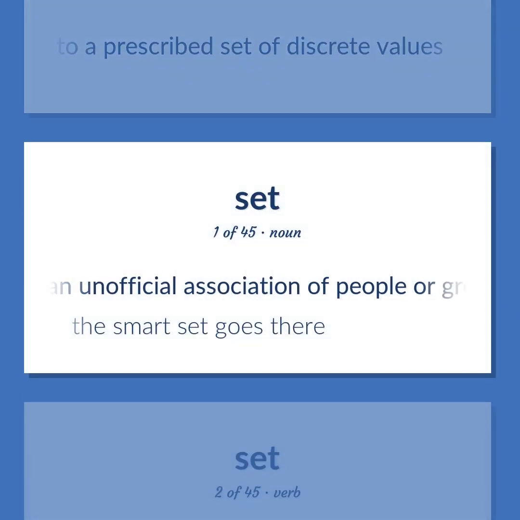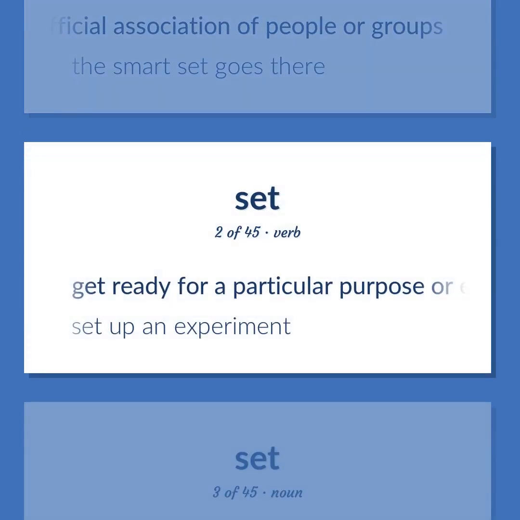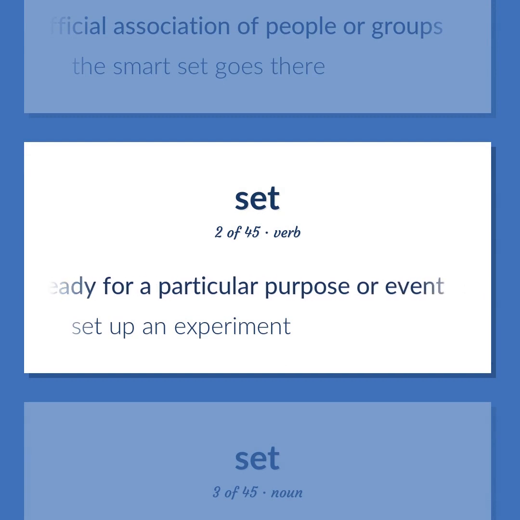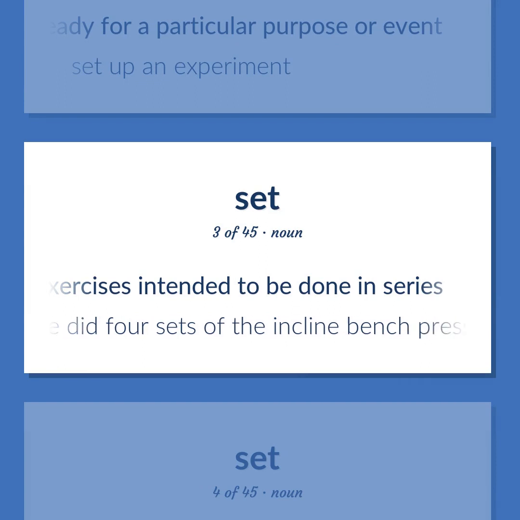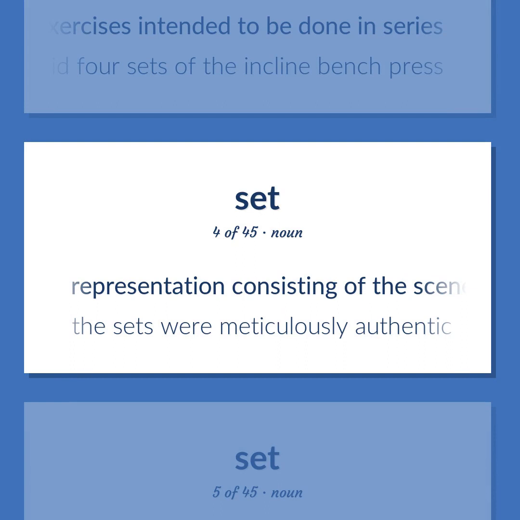An unofficial association of people or groups. The smart set goes there. Get ready for a particular purpose or event. Set up an experiment. Several exercises intended to be done in series. He did 4 sets of the incline bench press. Representation consisting of the scenery and other properties used to identify the location of a dramatic production. The sets were meticulously authentic.